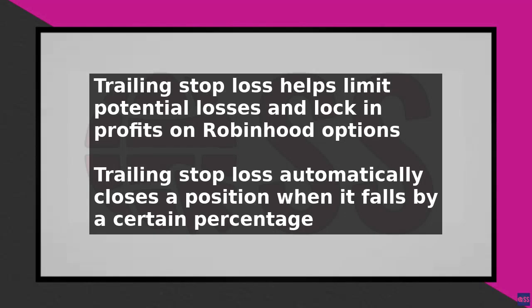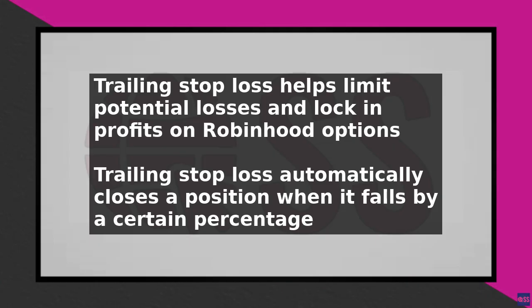Welcome to this comprehensive guide on how to set a trailing stop loss on Robinhood options. A trailing stop loss is a risk management tool that allows you to automatically close a position when it falls by a certain percentage or amount from its peak value. This helps to limit potential losses and lock in profits.